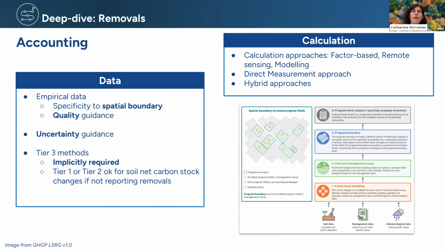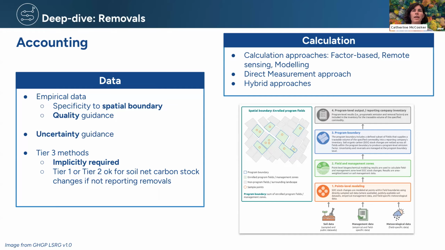There is also a lot of information about calculation approaches. So they go into factor-based, remote sensing, modeling, direct measurement. There are examples for all of these. There are definitions, there are advantages and disadvantages. So there is a lot of useful clarification in there. I would say, not so much that there aren't still some gray areas on what counts as empirical data, for example, particularly when we're talking about soil carbon and soil carbon modeling and measuring.